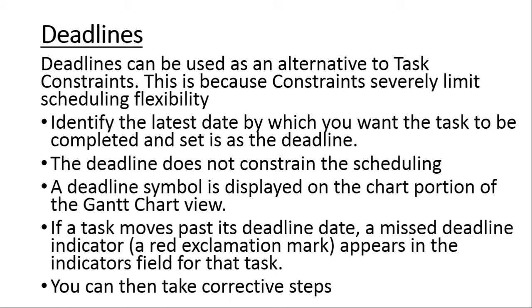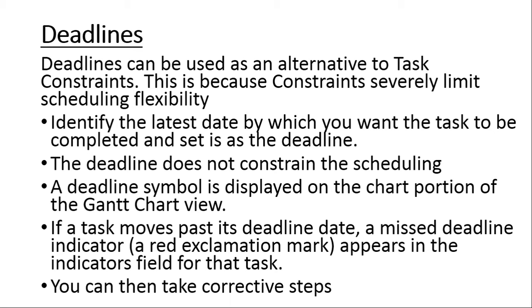So instead of constraining yourself, you'd rather use deadlines, because the deadline will check whether the date you set has been observed or the task has gone beyond that date, and then it simply indicates to you and you take corrective action. So instead of setting constraints, what we can do is to set a deadline on that particular task. We need to identify the latest date by which you want the task to be completed, and you set it as the deadline. So latest completion date becomes your deadline.